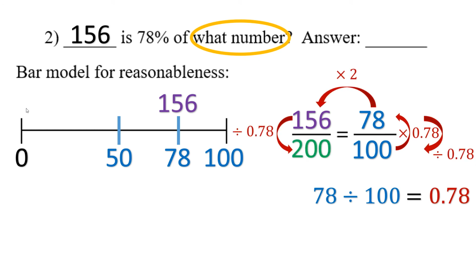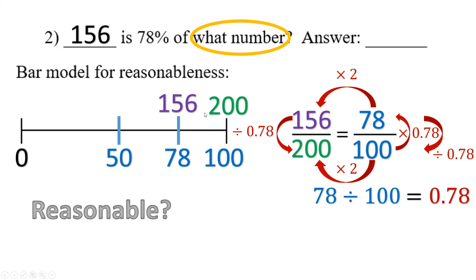We can also see the relationship here: to go from 100 to 200, it's times 2, and 78 times 2 is 156. And 200 then is our answer. Is it reasonable? Yes, 156 is less than 200, but it's kind of close to it. Half of 200 would be 100, so it makes sense. And the answer is 200.